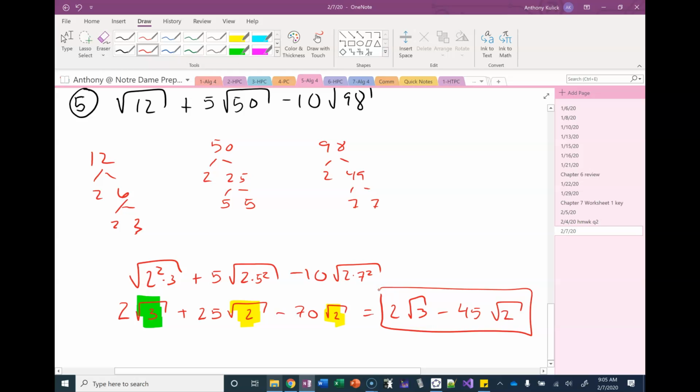Alright. Is that okay? Yeah, I just screwed up after the simplifying part. You subtracted 25 and 70. Cool.